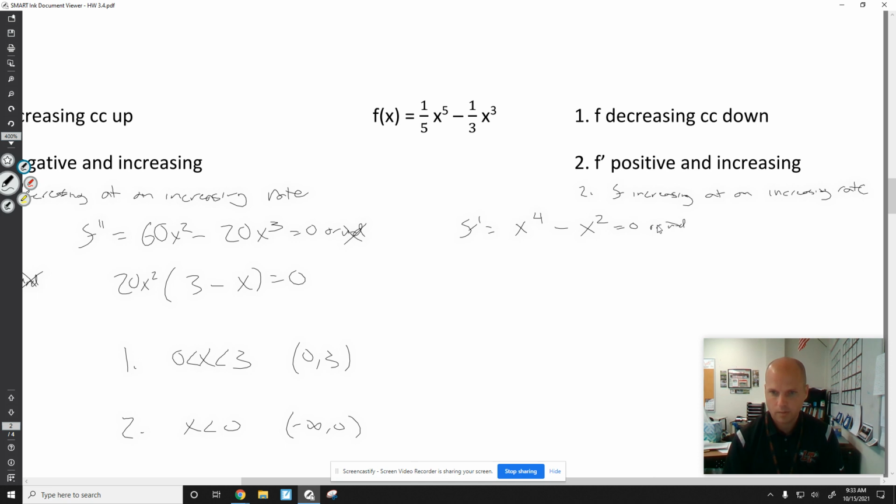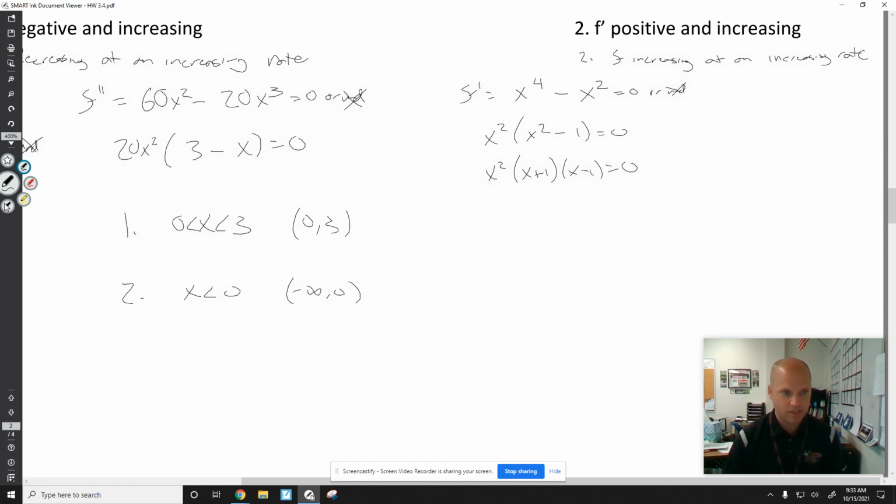I don't have to worry about the undefined part. I got x squared minus 1. Nice! Because that factors to be x plus 1, x minus 1. Or you could just solve this set equal to 0. So negative 1, 1, and 0 are the f prime zeros. Negative 1, 0, 1. F prime zeros.